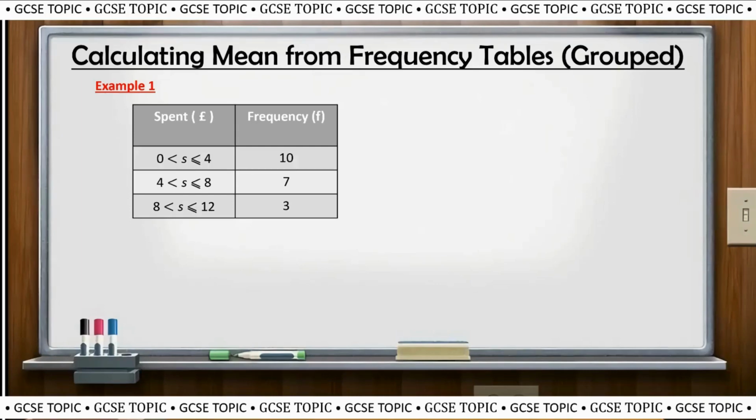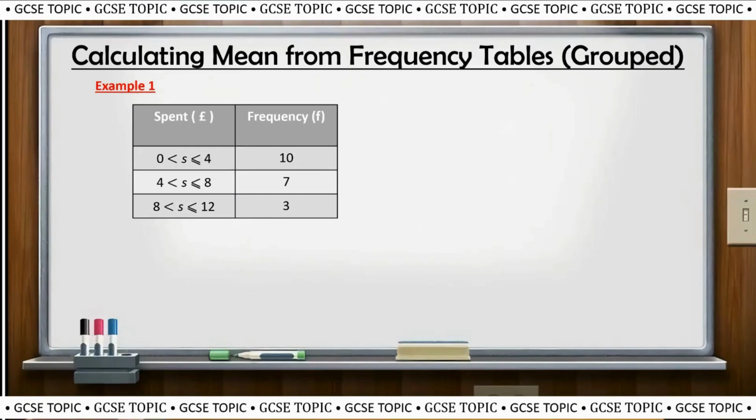So in example 1, we have been given some data which displays money spent and its frequency. The question in an examination paper would ask you to calculate the estimated mean. As you may have noticed, the subject in this question, which is the money spent, has been put into class groups, therefore making any calculated mean an estimation, as we do not know the exact values in the class groups.